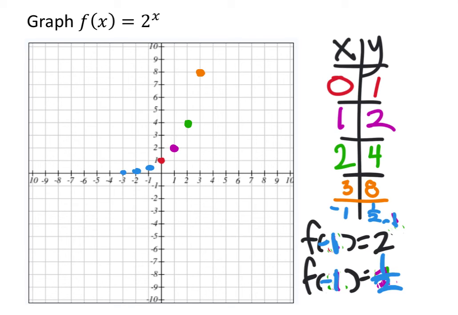Now, if you continued this with negative 2, you'd get 1/4 and then 1/8. And you see that's just getting really close to the x-axis right there. Maybe I got too close, but I think that should work. And then, of course, everything else is pretty well spelled out for us. So it's going to curve like this.